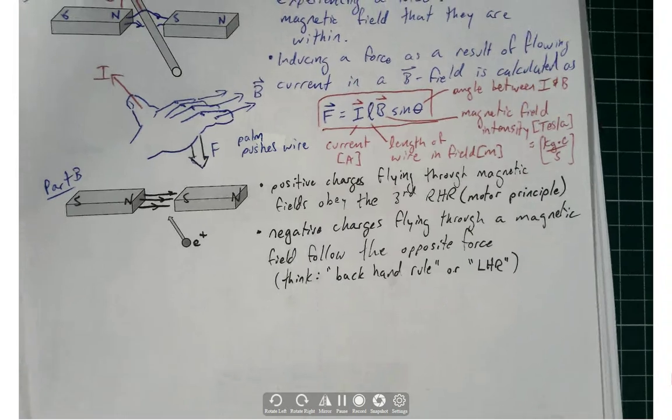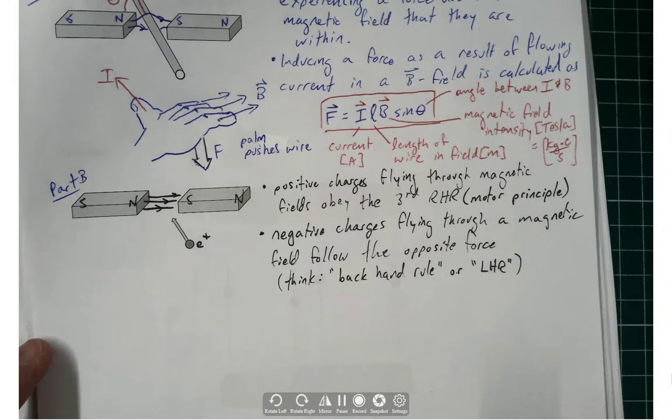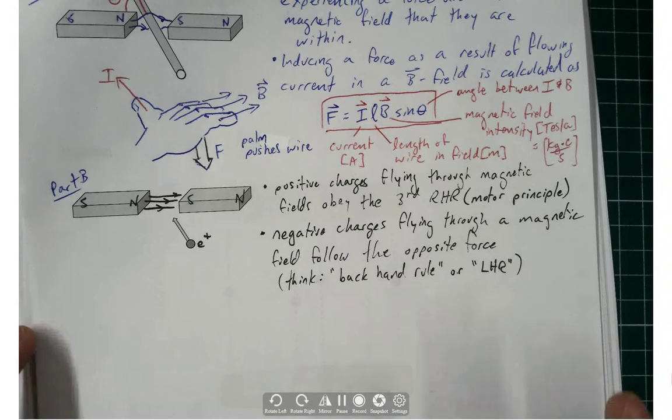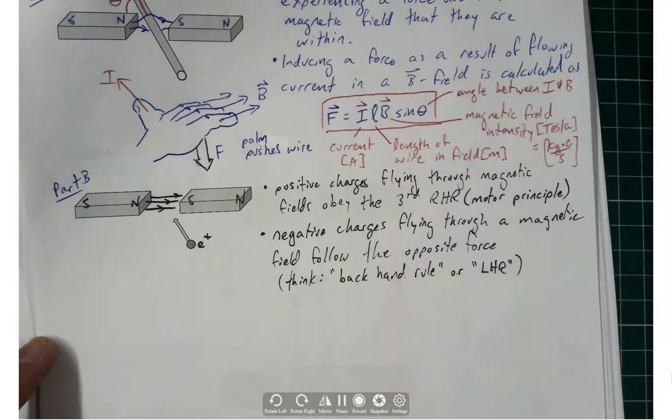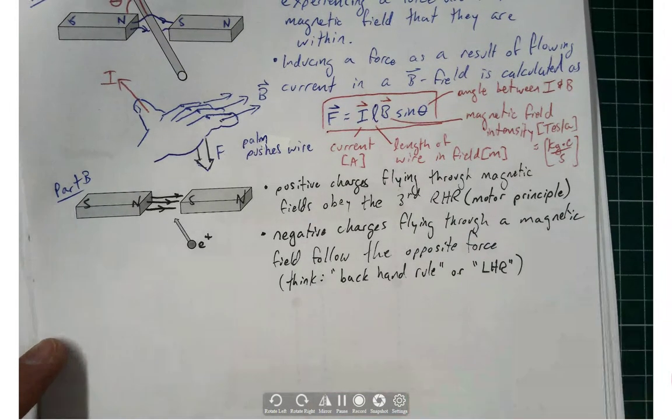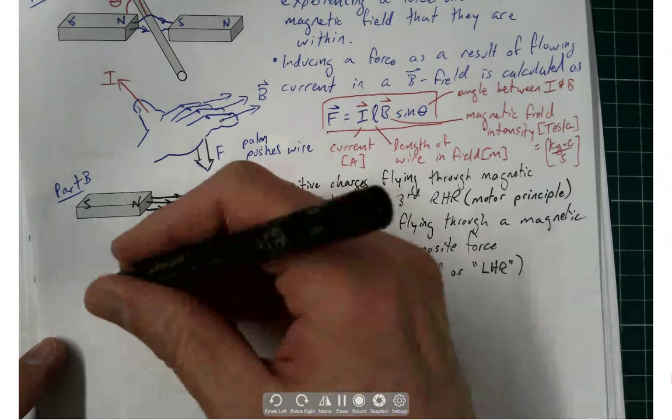Remember, these handed rules are just patterns. They're patterns that help us remember what happens. It's not like they're fundamental laws of science or something like that, okay? They're based on rules, but they're just memory aids.